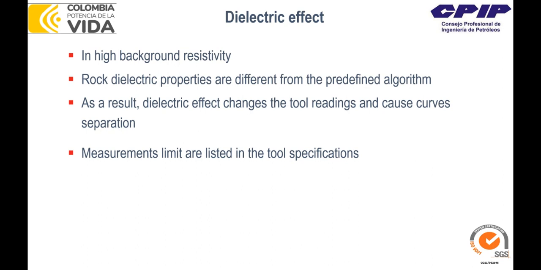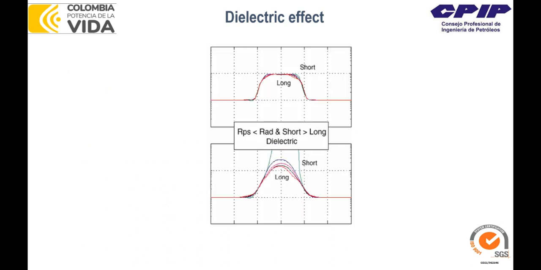And of course, you can find all this information in the tool limits. It will say within which limits the tool has to be used, considering the dielectric effect as well. So how can you identify this effect? It's listed here in this slide. For example, the phase shift resistivity will read less than the attenuation resistivity, and the short spacing curves will read more than the long spacing curves. Okay, so you see here, in case of the phase shift, it's almost overlapping, but in case of the attenuation, the separation is different, right?